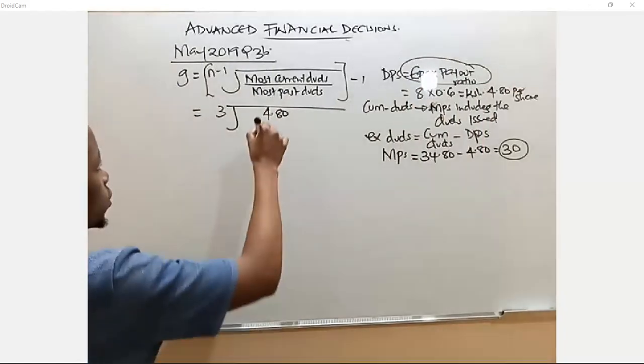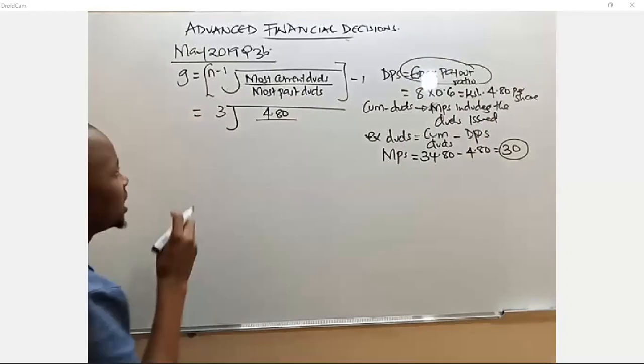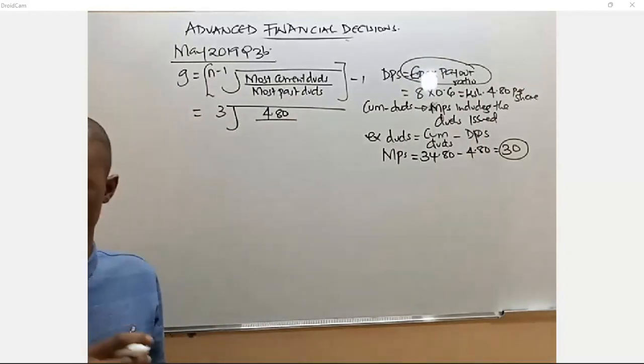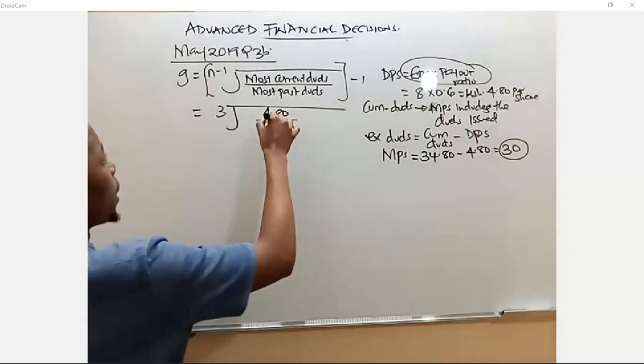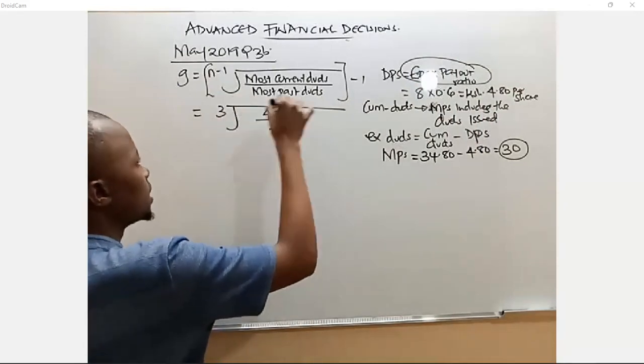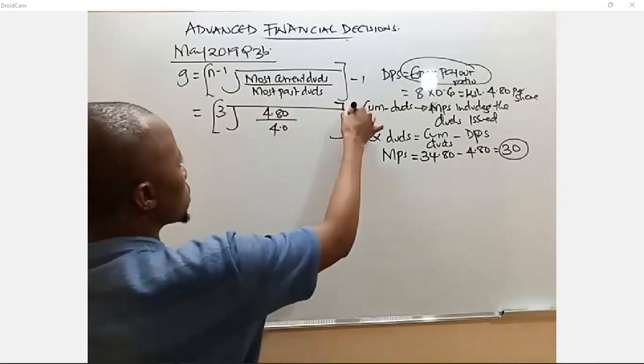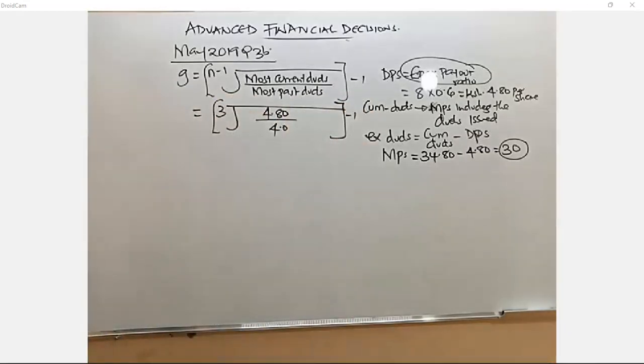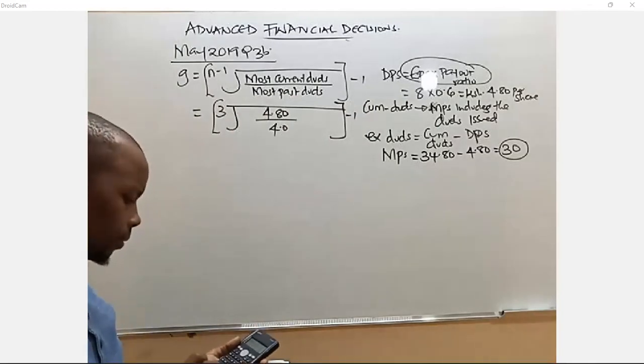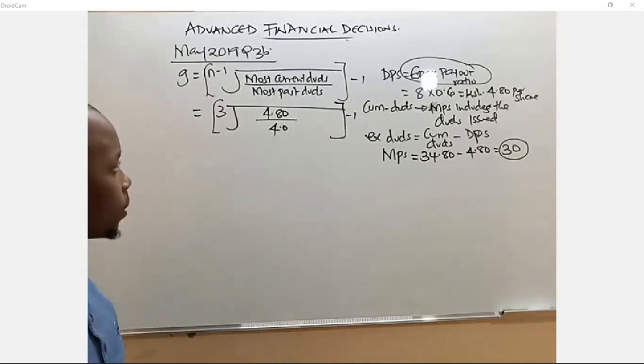The most past dividends, the dividends we issued in the first year, in our scenario is four. These are the first dividends that we issued. After the computation of these, we subtract one. When doing this computation, start with the division before the root. So I take 4.80 divided by 4, getting 1.2.